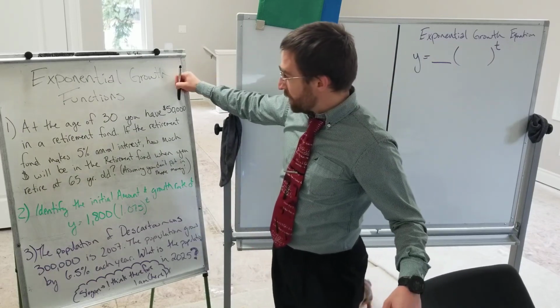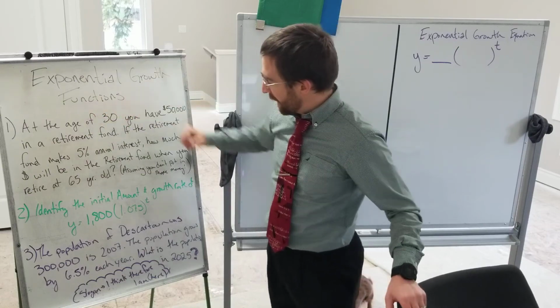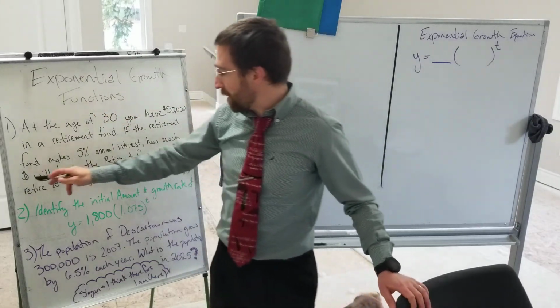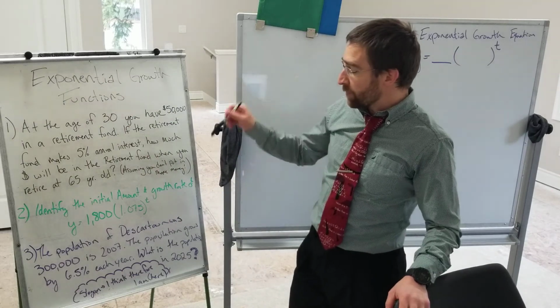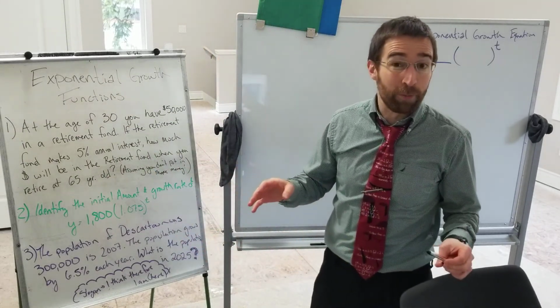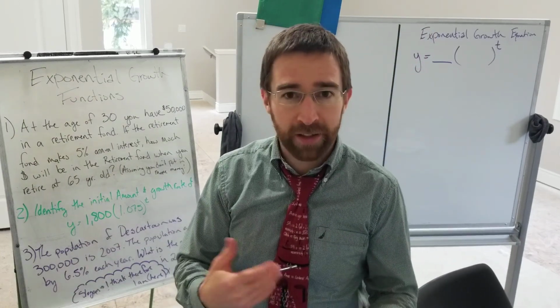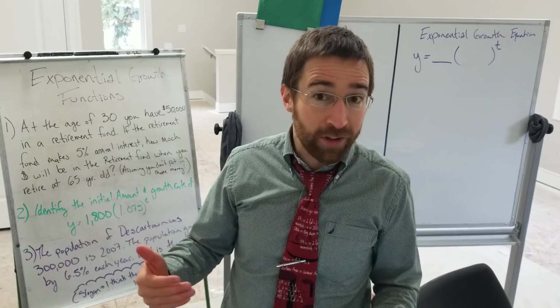So you've got $50,000 in a retirement fund. If the retirement fund makes 5% annual interest, how much money will be in the retirement fund when you retire at 65 years old, assuming that you don't put any more money into it? Realistically, you'd be putting money in every month with every paycheck, a little bit of non-tax dollars goes in there.